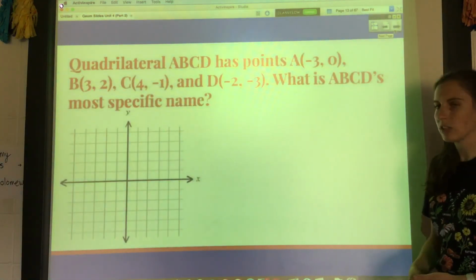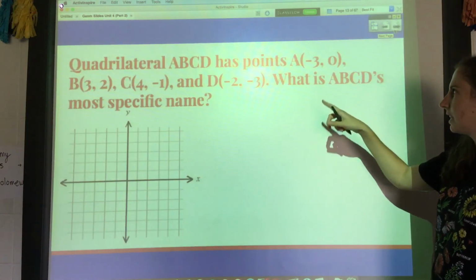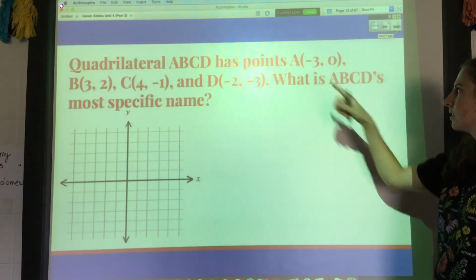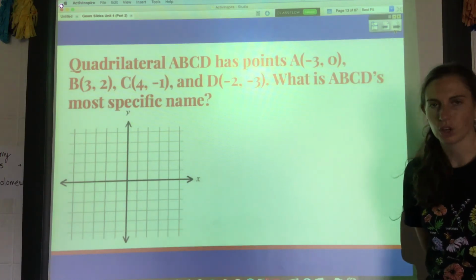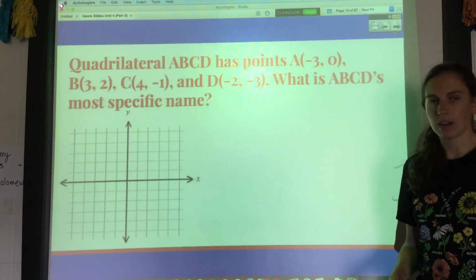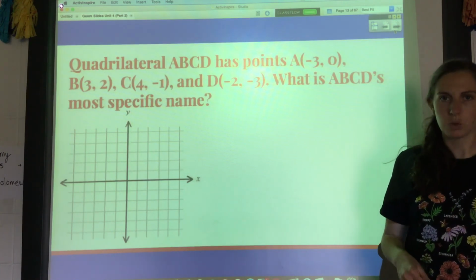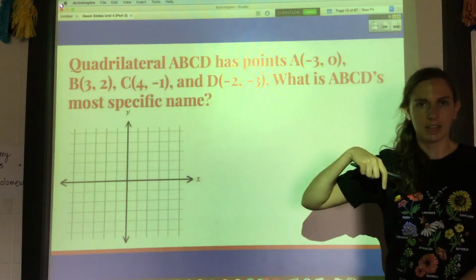And here's another example of problems that we might want to answer. Quadrilateral ABCD has these points. What is its most specific name? For example, is it a parallelogram, or is it more than that? Is it a rectangle or a rhombus, or even a square? And how can I tell? So this is the kind of thing we're going to get into.